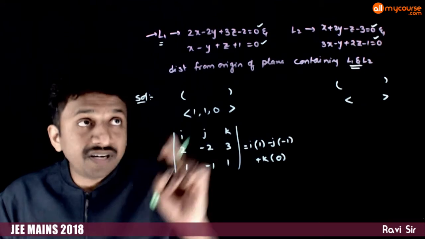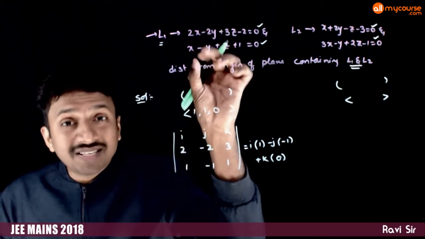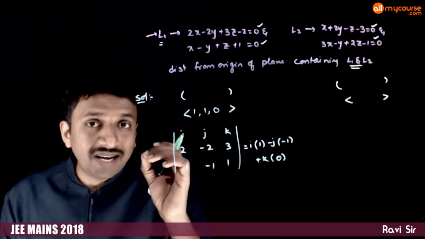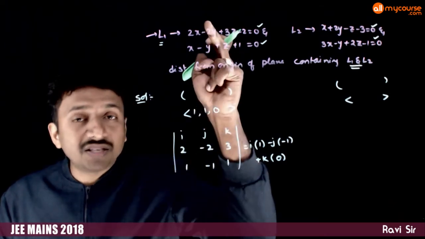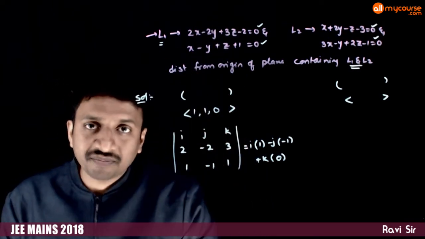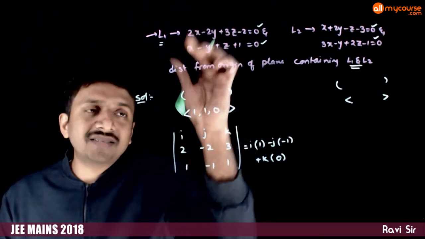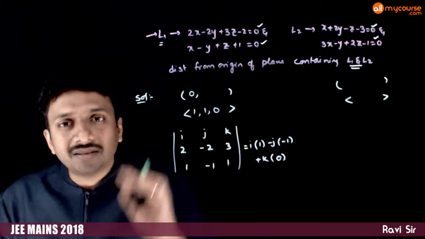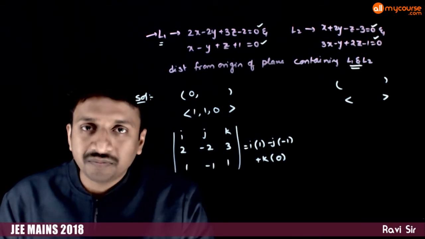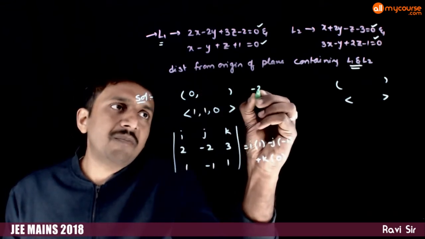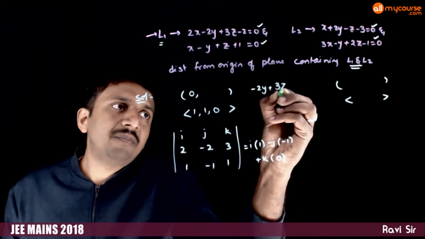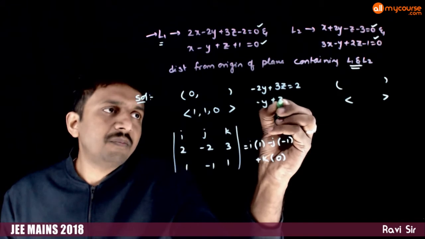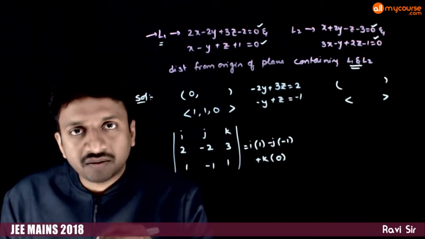Now what is the point? What is a sample point on the intersection of these two planes? So I need to find a sample point which lies on the first plane as well as the second plane. What I try to do is put x equal to 0. So I'll find a point on these two planes corresponding to x equal to 0. So if x is equal to 0, you get minus 2y plus 3z is equal to 2, minus y plus z is equal to minus 1.